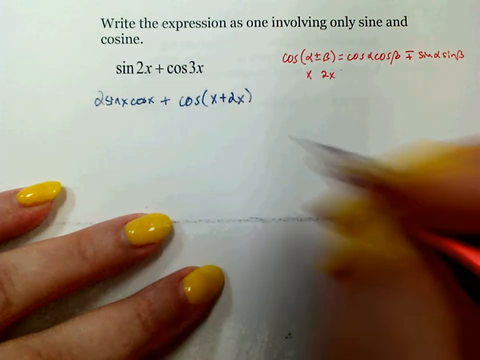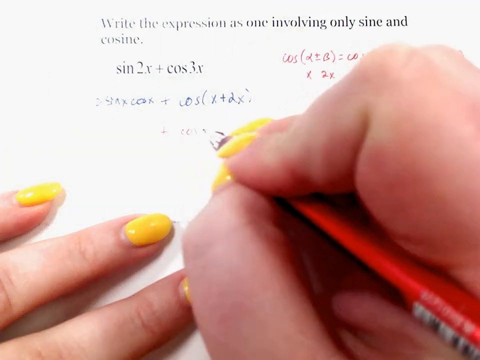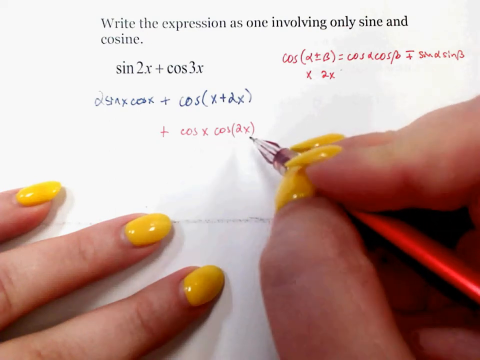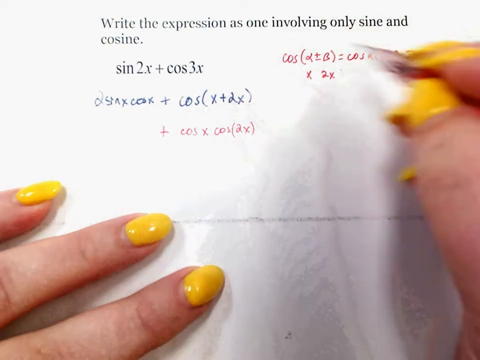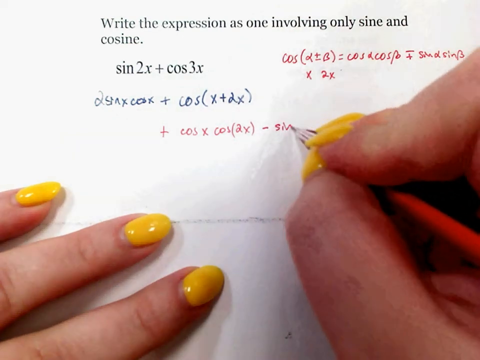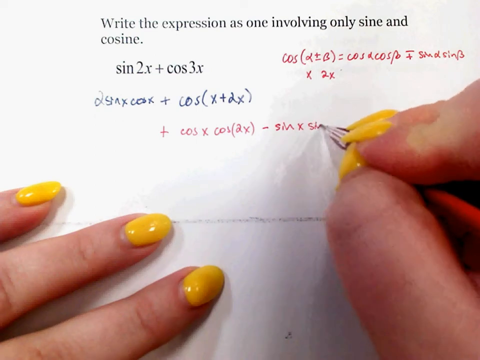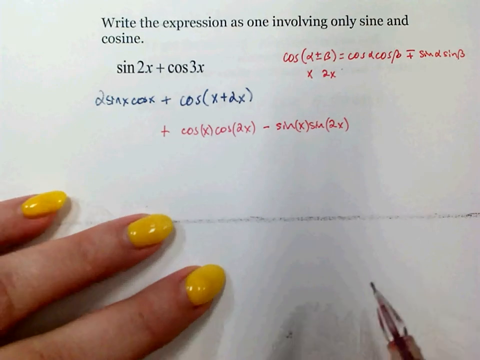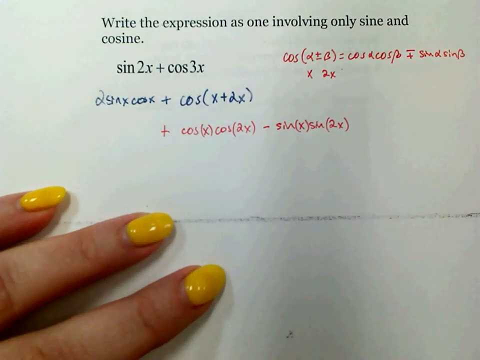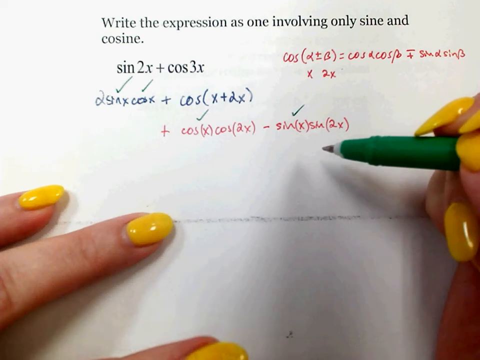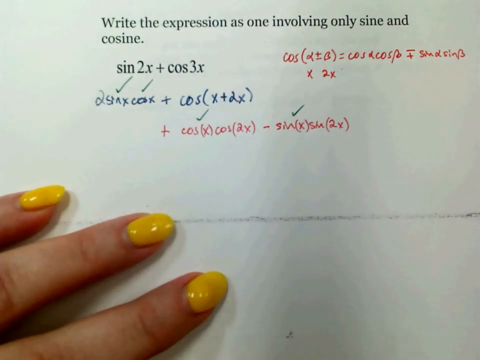So cosine of alpha cosine of beta: I've got cosine x and then cosine 2x. And then this is a plus inside, and this is minus plus, so if it's a plus, then it's a minus. So minus sine of alpha, which is x, times sine of beta, which is 2x. I guess I'll go ahead and put parentheses around these just to be clear. So far, the terms that are okay are sine and cosine, because it's just of x. Cosine is fine, sine is fine. Cosine of 2x and sine of 2x are both still double angles, so I need to replace them.